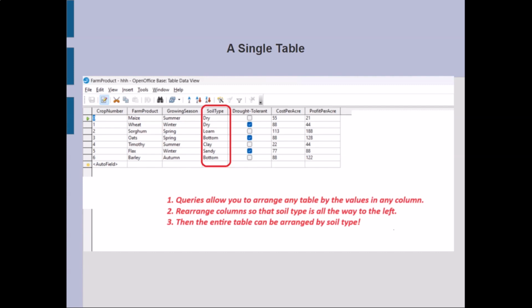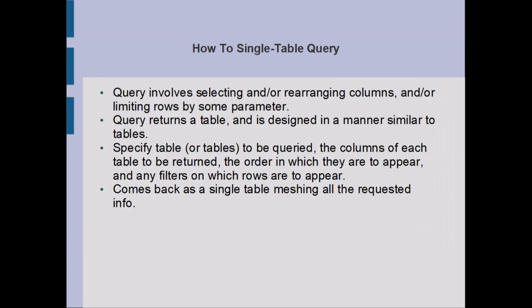And if we wanted to, for example, drag the soil type column over to the left and then order the soil column alphabetically descending or ascending, we would then have the entire table arranged by soil type. It would be a very useful way to look at how soil type determines what crops are available, what soil, what costs and profits we might see, what plants are grown when. Okay, so going into depth now on a single table query.